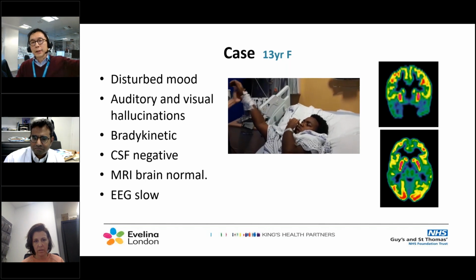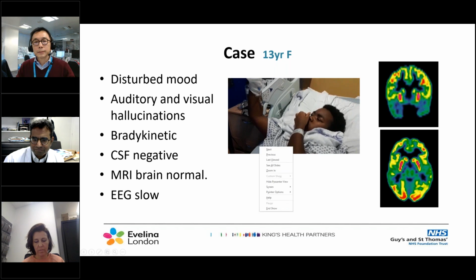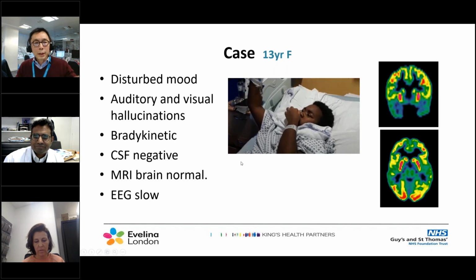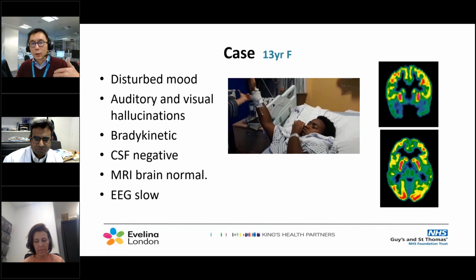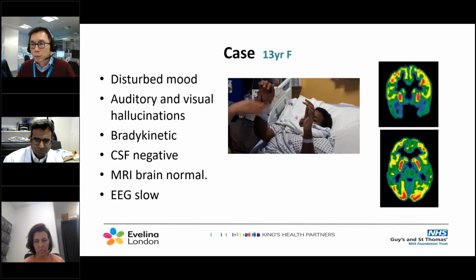So almost catatonic and stuck. I'm going to stop that because of, and then what essentially happens is that all the investigations are negative. The conventional MRI is normal.